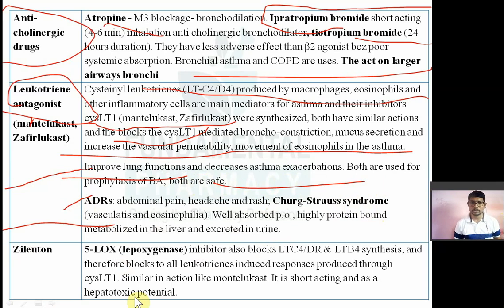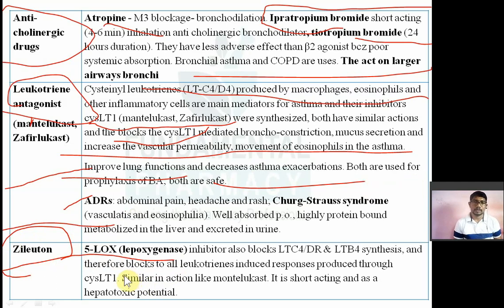Churg-Strauss syndrome. They are well absorbed after oral administration. PO means oral administration. Highly bound to plasma protein, metabolized in the liver and excreted in the kidney through urine. Now Zileuton. Zileuton is known as a lipoxygenase inhibitor. It is a 5-lipoxygenase inhibitor and also blocks some leukotriene C4, D4, and B4 synthesis. Therefore, they block the leukotriene synthesis also.